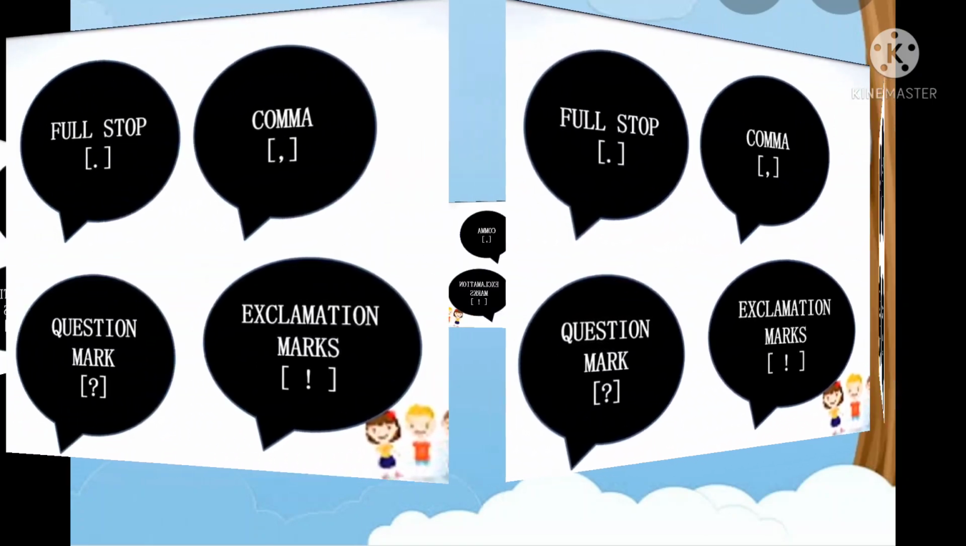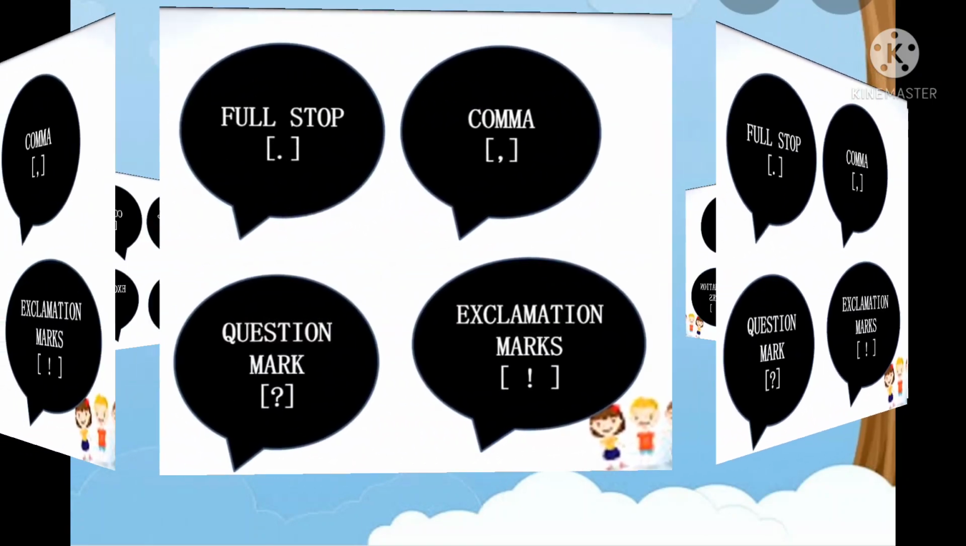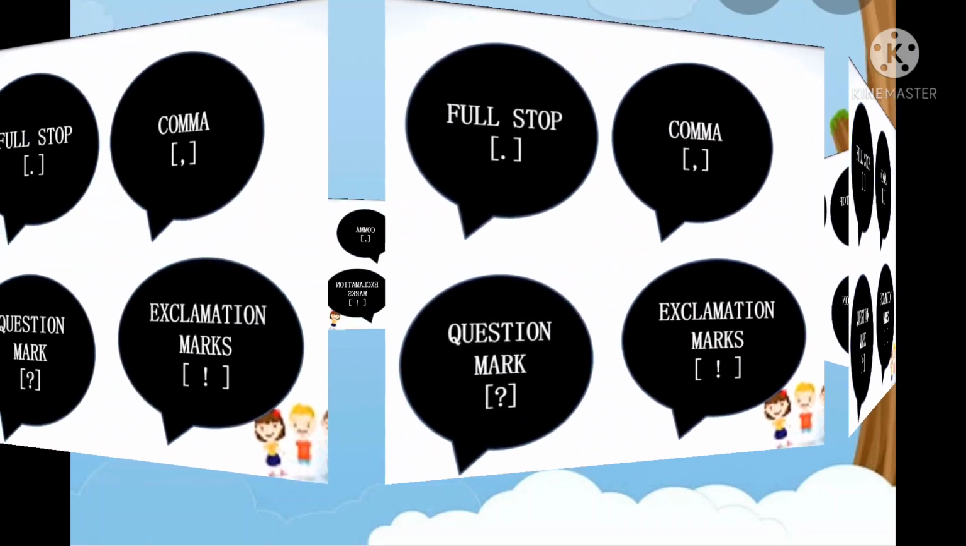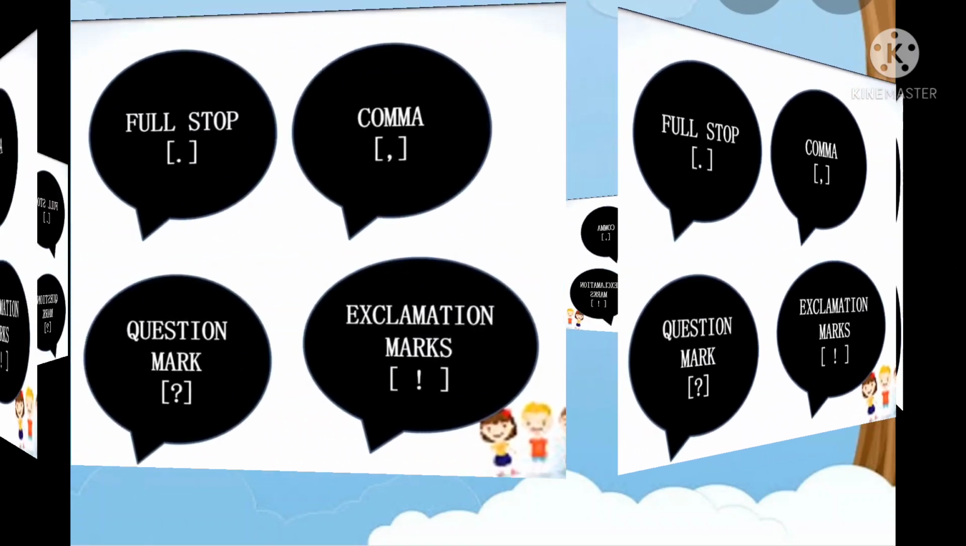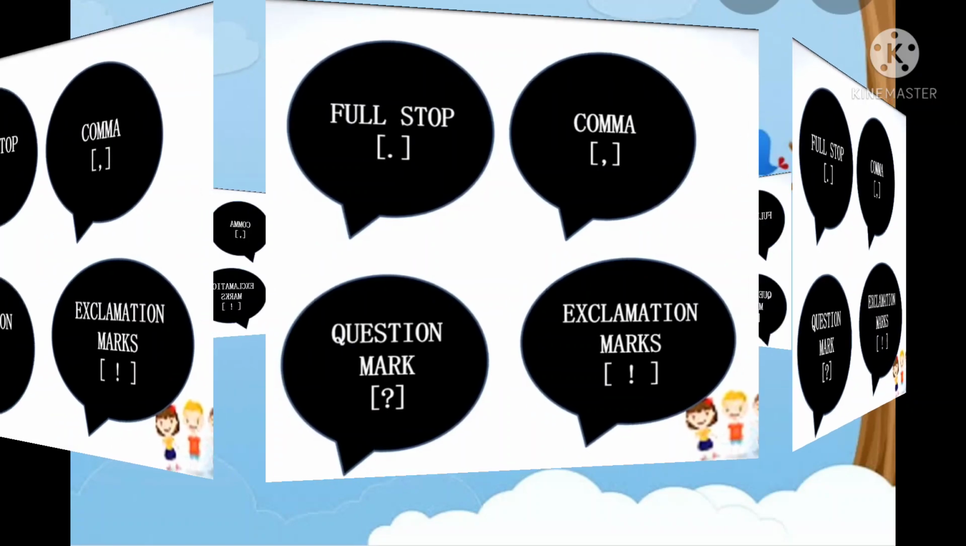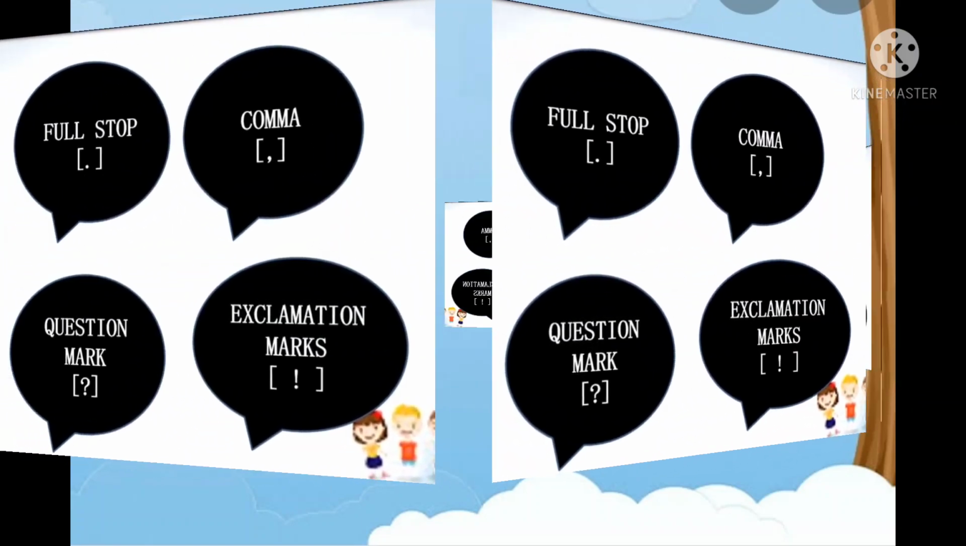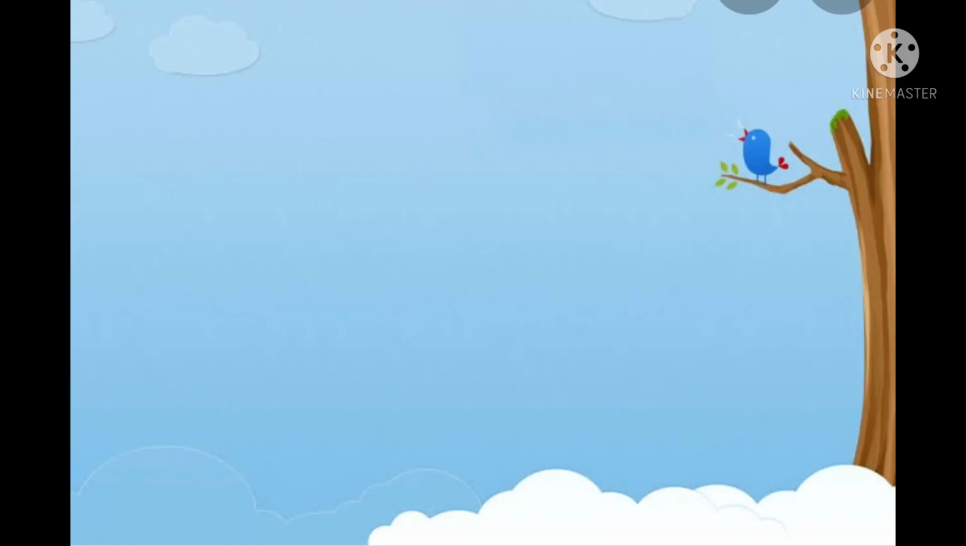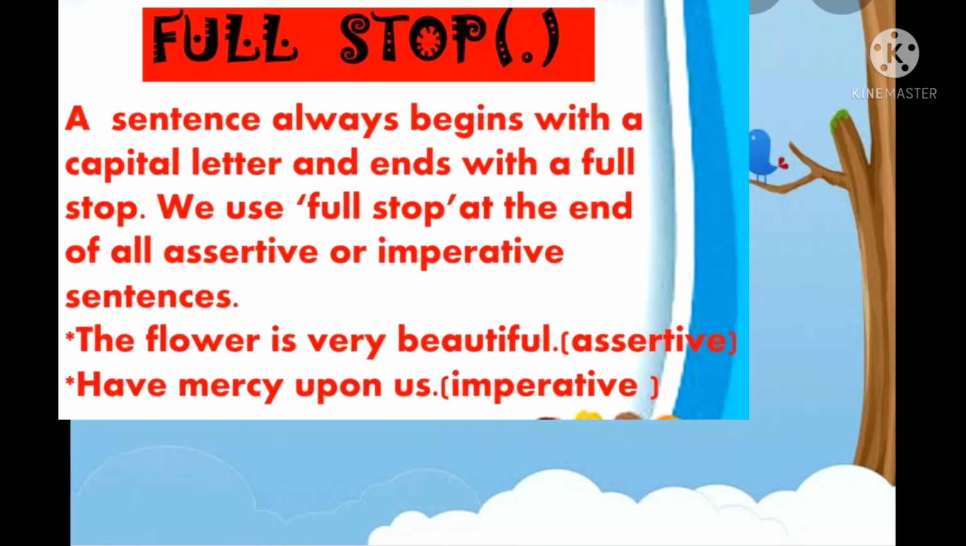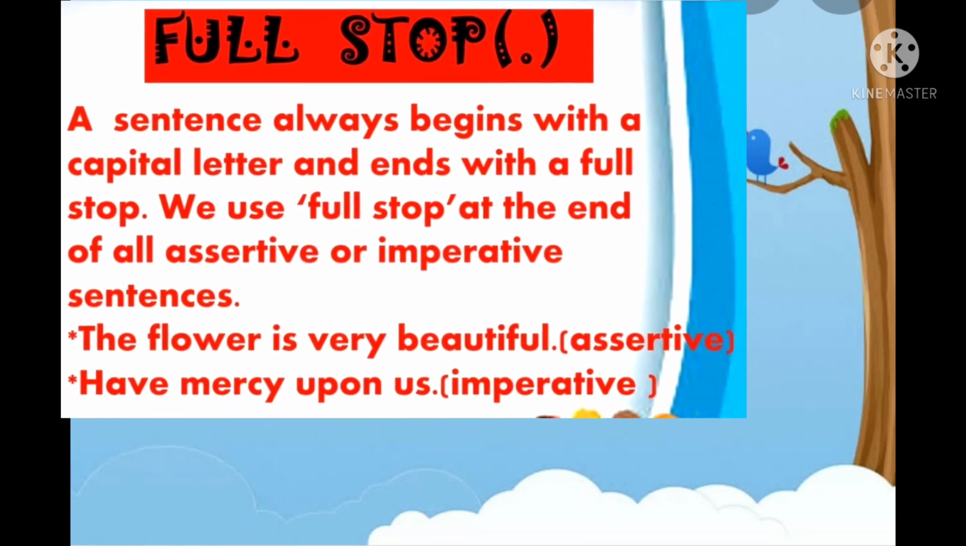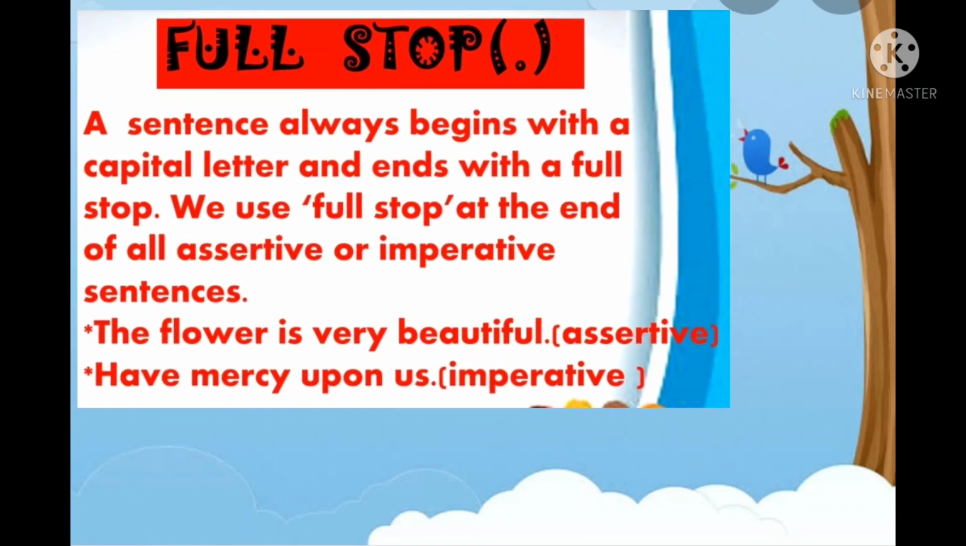Four types of punctuation marks that we are going to discuss in detail today are full stop, comma, question mark, exclamation mark. Full stop. A sentence always begins with a capital letter and ends with a full stop. We use a full stop at the end of all assertive and imperative sentences.